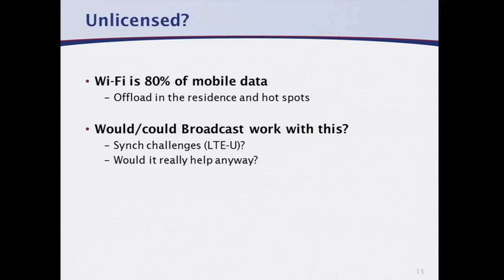So then finally, unlicensed bandwidth. Someone mentioned position location for Wi-Fi earlier inside the home. 80% of mobile data today is offloaded on Wi-Fi. Most of that's occurring inside the residence or in hotspots. Would or could we try to design a broadcast system that should work with that? What kind of synchronization challenges would there be? Should we be using LTE in the unlicensed band to match it to the LTE-B or doing something else? And would that really help? Would it be worthwhile to do?